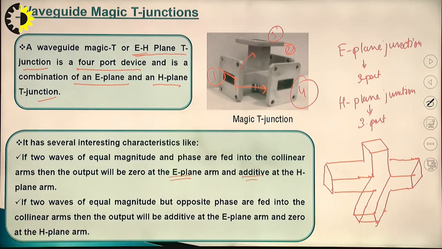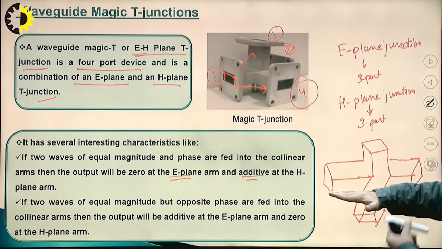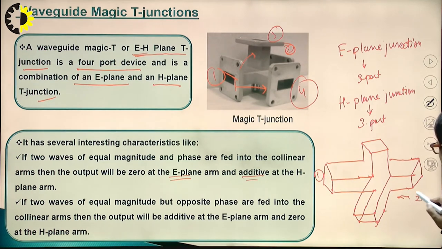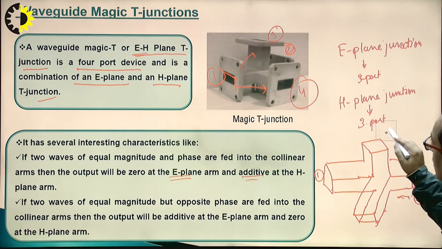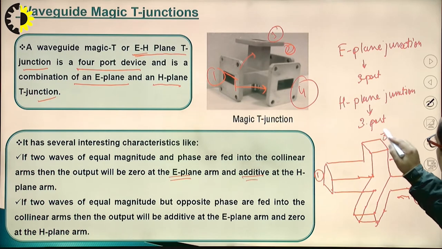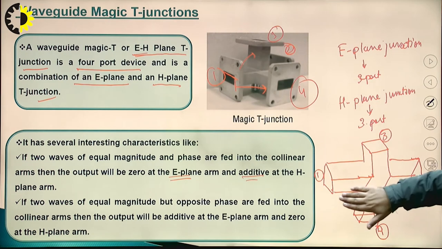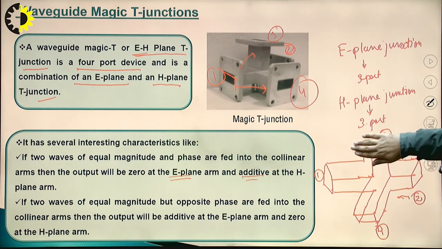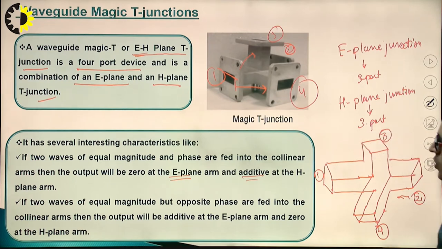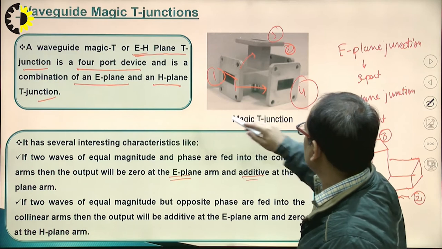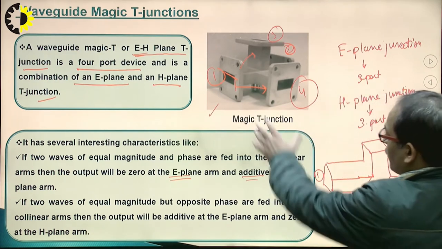That is an E plane junction, so E and H plane. If you look at this, this is port number 1, this is port number 2, this one is port number 3, and this one is port number 4. Now if you remove this one, this will be E plane T. And if you remove this one, this will be H plane T. So it is a combination of E and H plane T. This is the figure of the magic T.